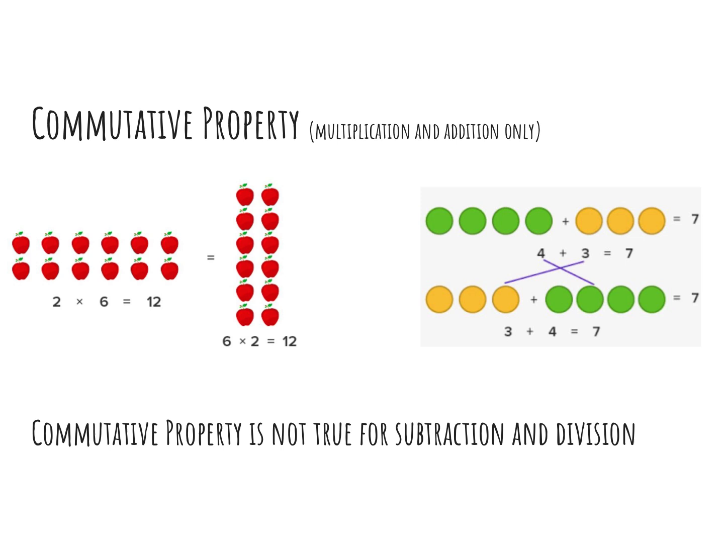You can look at it the same way with addition. We have 4 plus 3 equals 7, in the same way that 3 plus 4 equals 7. Addition is commutative, multiplication is commutative, but the commutative property is not true for subtraction and division.